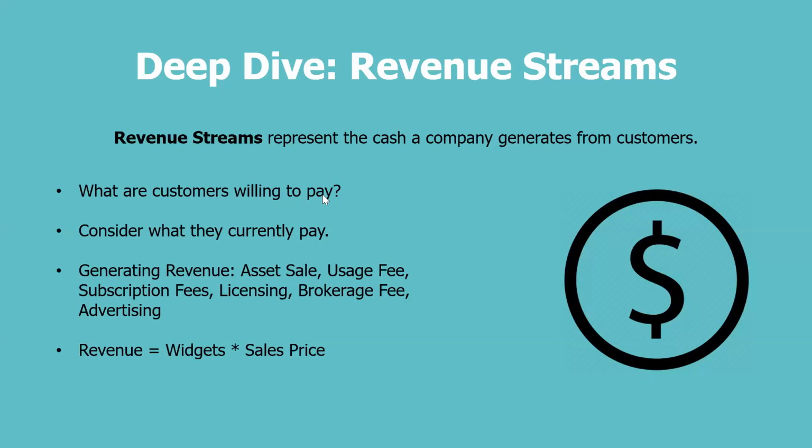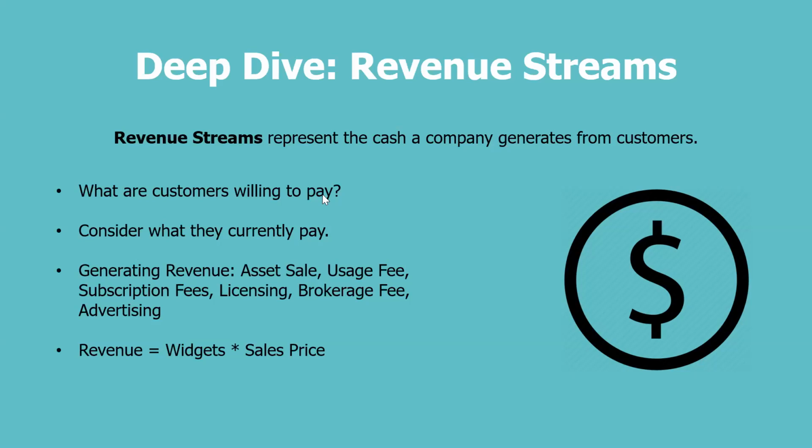So revenue streams represent the cash a company generates from customers. So this is the money part. You have to address this if you're going to be a for-profit entity. If you're going to be a nonprofit, I think some people asked about being a 501(c)(3), this would be a totally different approach. But if you're going to be a for-profit company, you have to be able to address your revenue streams. And some companies have multiple revenue streams, but startups typically only have one when they launch.